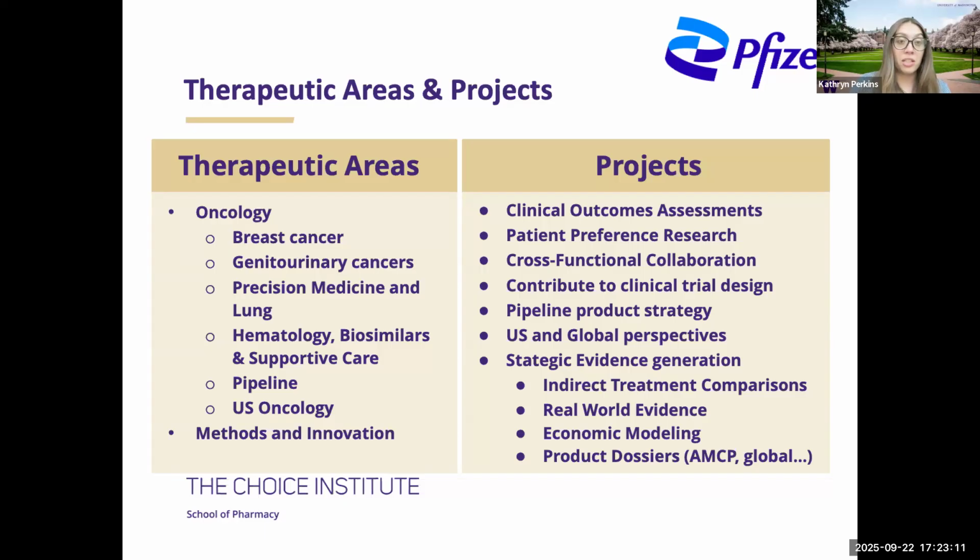Some key studies that I've been able to get involved with is patient-reported outcomes studies for supporting our phase 2b trial and phase 3 trial for patient-reported outcome endpoints. Patient preference research, which is a little bit different than PROs. We have amazing experts that you get to work with here at Pfizer. And then the same cross-functional collaboration with market access and regulatory and medical.